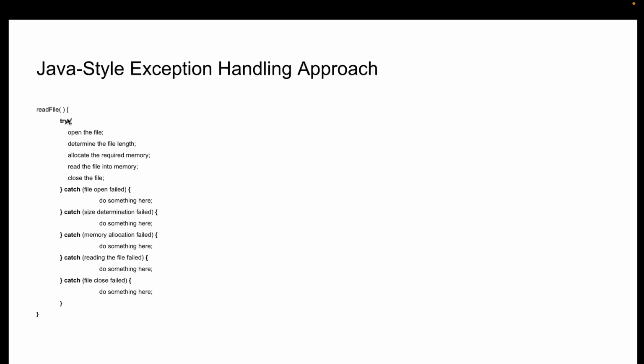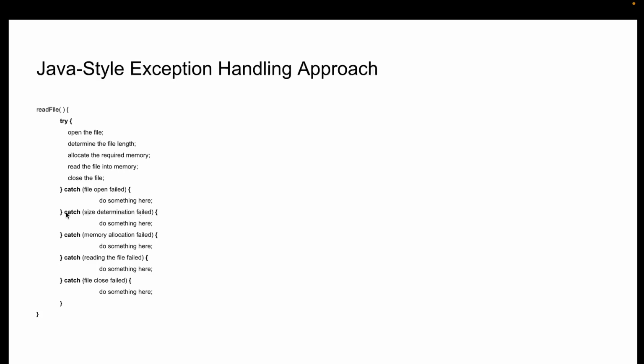So the execution of the program will go out from this try block, and it will try to see if there is a corresponding catch block. Determining the file length threw some error. So it will first go into the catch block, file open failed. Do something here. It will see that there was no issue with file opening, so this do something here will not be executed.